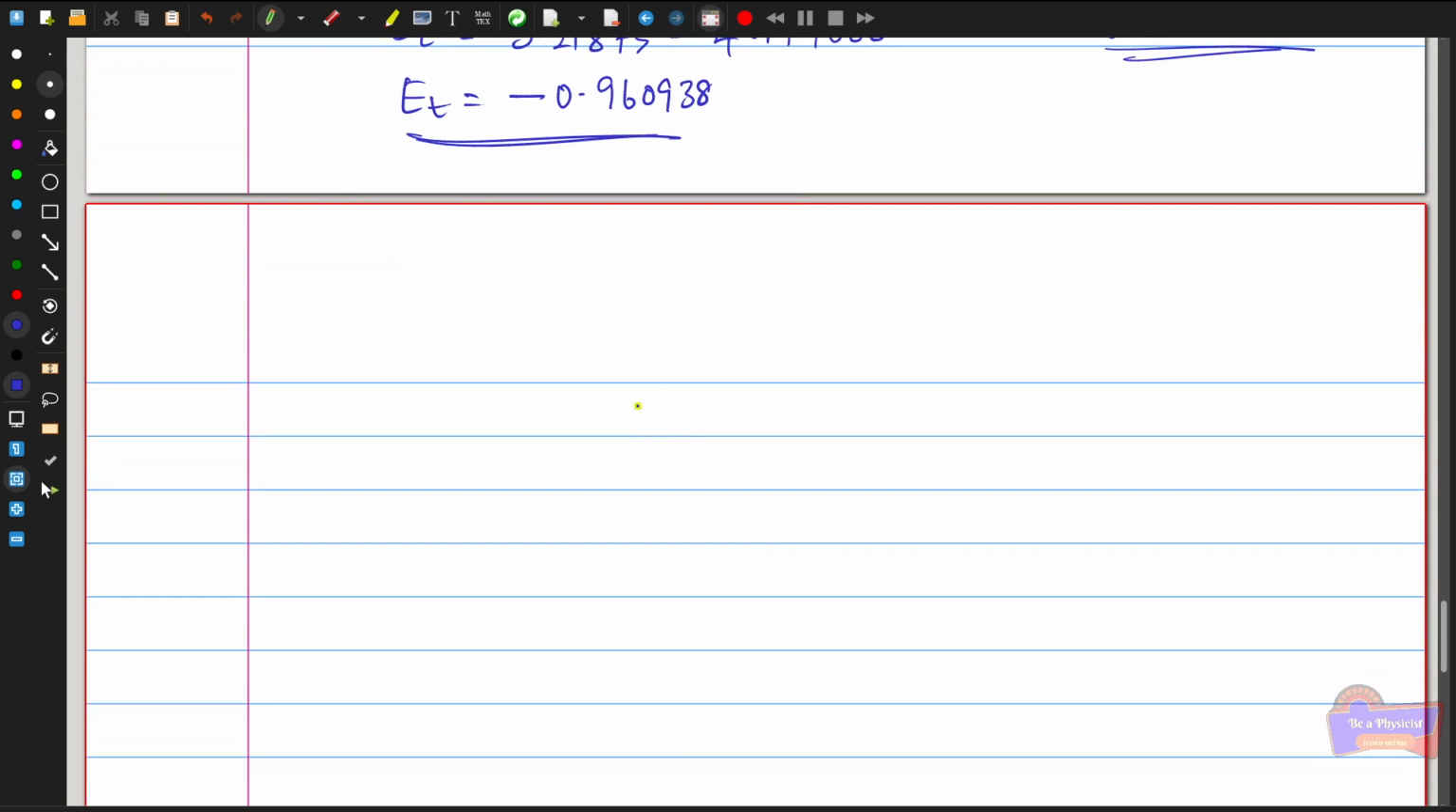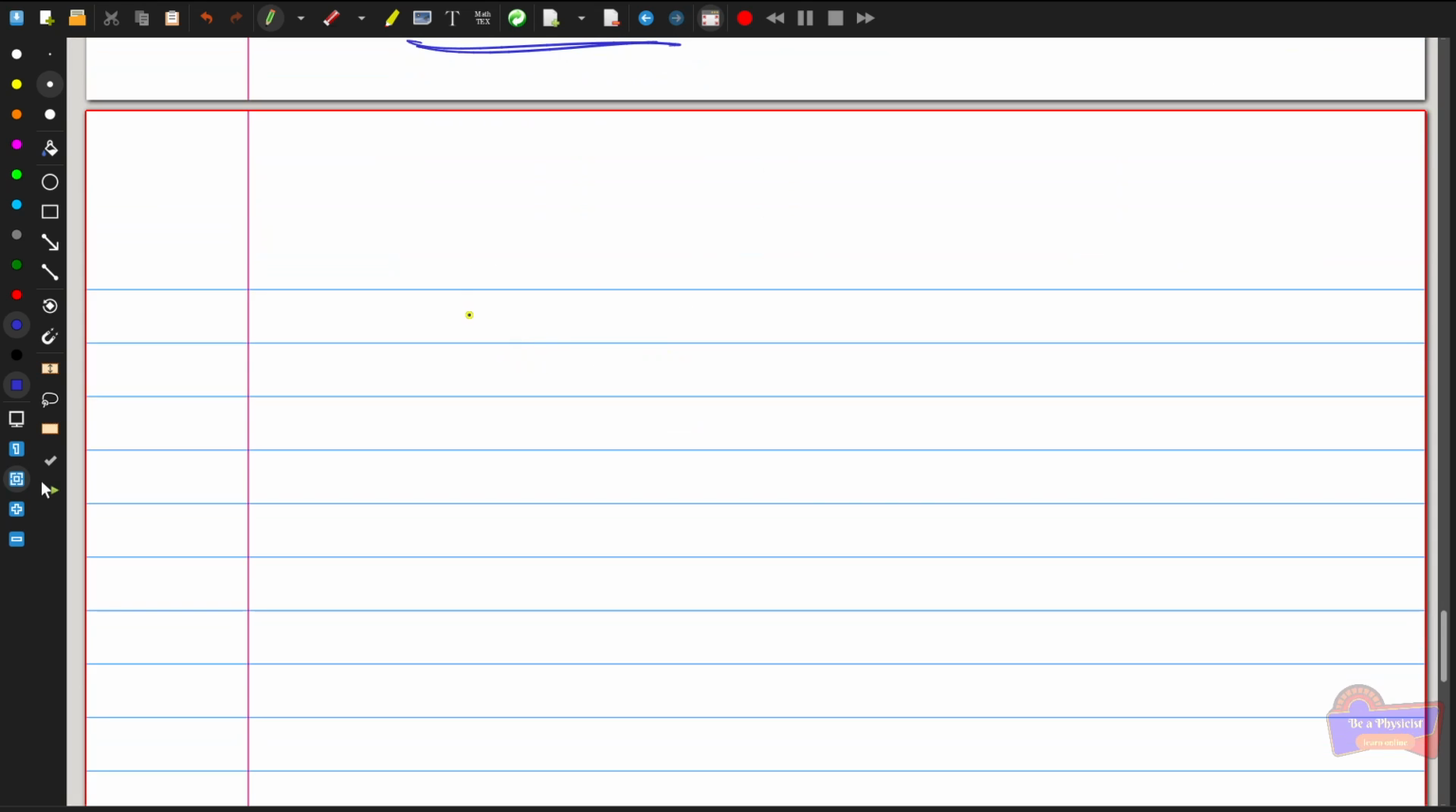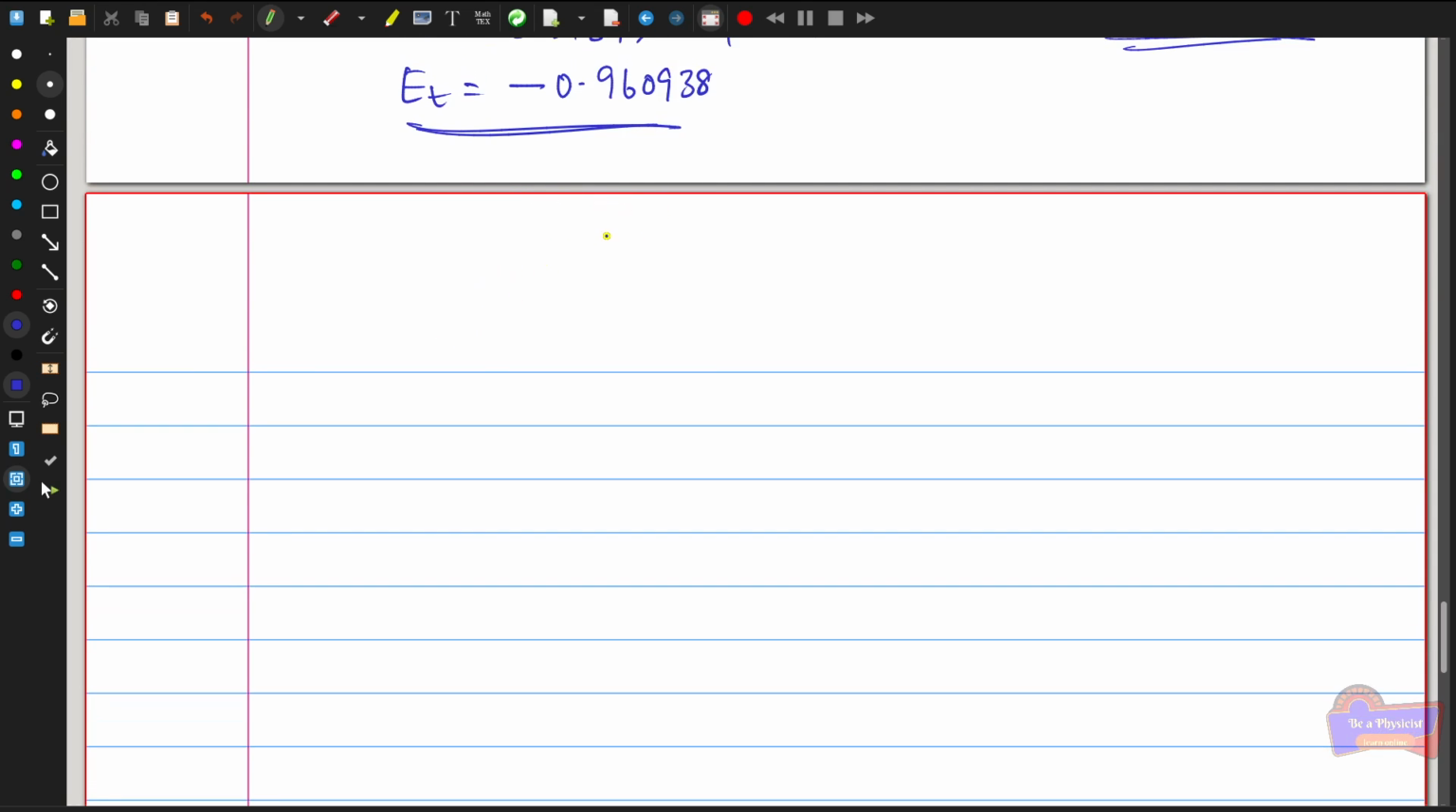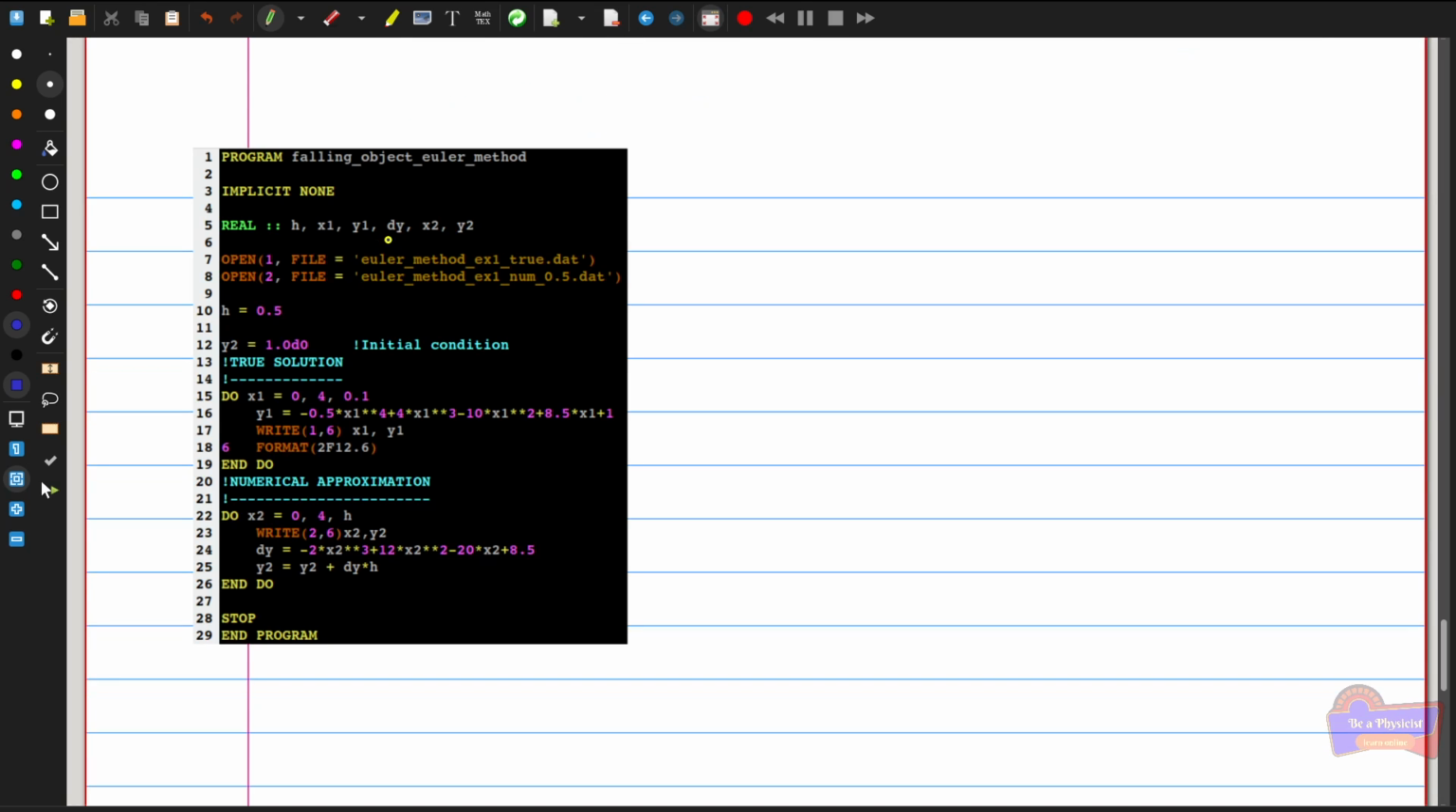Otherwise, you can write the Fortran code, and then you can do the arithmetic, the integration. So this is a program. In this, I have written the code to find the true solution, as well as the numerical approximation using Euler's method, which we have seen in the previous video. I have used the same time step, only I just changed the slope value using this: 2x squared minus 2 times x cubed plus 12 times x squared minus 20 times x plus 8.5, and then I can just integrate this using Euler's method, and the answer is saved in the data files here.